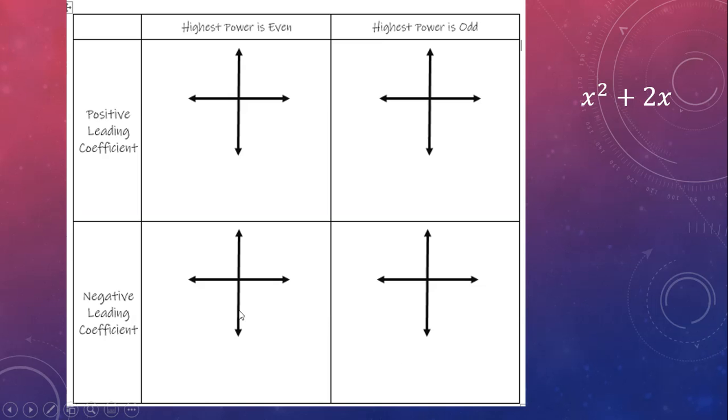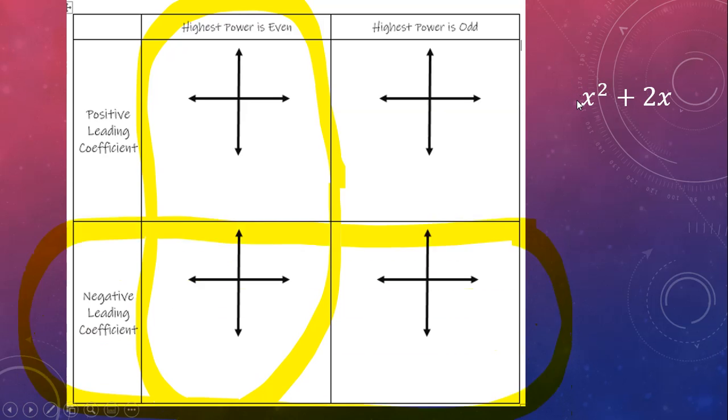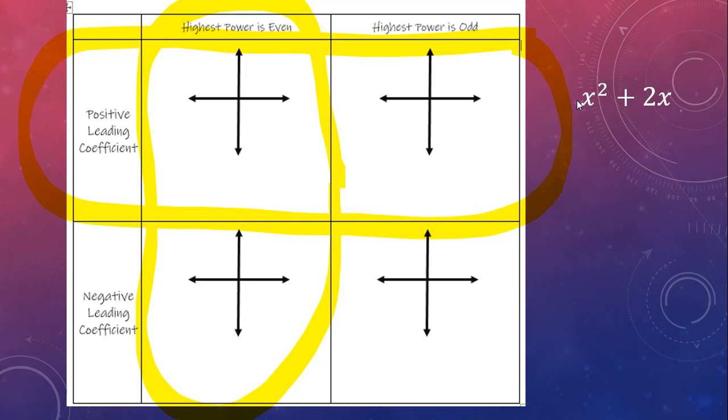So this chart is talking about highest powers being even or odd, and then the leading coefficient being positive or negative. So let's say we have the equation x squared plus 2x. The highest power is even because it's 2. So we would look in the first column, and the leading coefficient is 1 because there's a secret 1 here. So we would look in the first row. So x squared plus 2x would have the end behavior that matches this first graph.